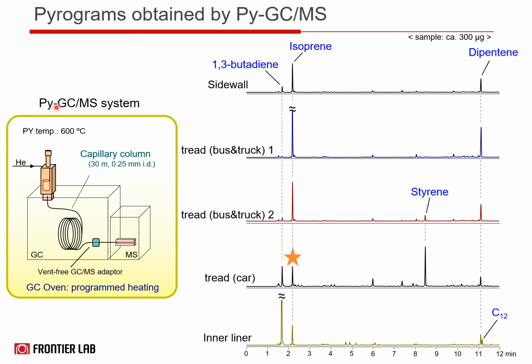The Py-GCMS system and the pyrograms of each sample are shown here. In each pyrogram, peaks such as 1,3-butadiene, isoprene, dipentene, and styrene were identified in different ratios. The method used to identify these peaks will be introduced using the isoprene peak in tread A as an example.